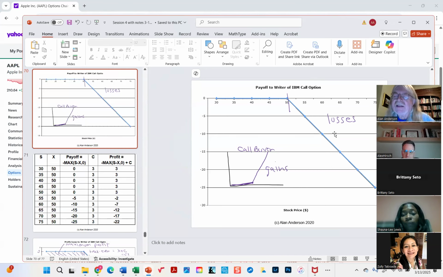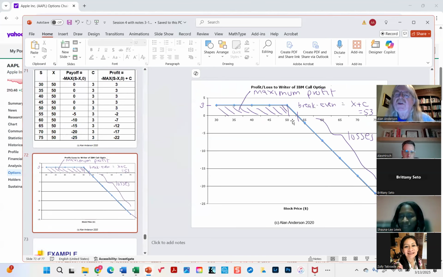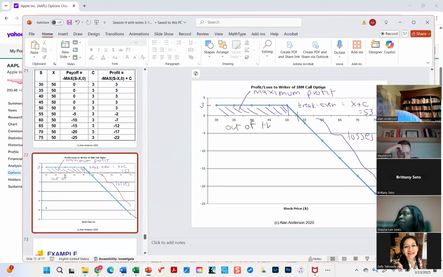So that's right. Of course, you did collect their premium, but it's $3. So that means up here, if the option is not exercised or if it finishes out of the money, you get to keep the premium and you're happy. But guess what? Once it gets past that point, every dollar that the price goes up is coming out of your pocket. So the break-even point is 53. After that, it's all losses.